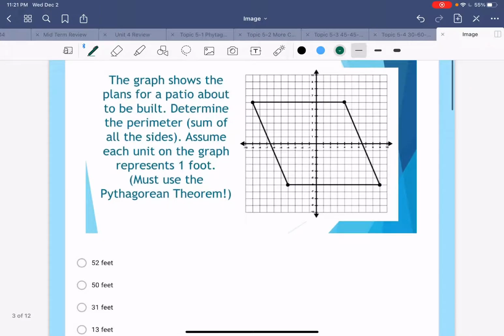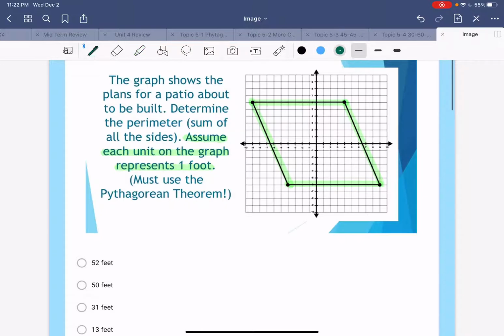All right, this one's a little bit more difficult. You have to use your brain on this one. It says the graph shows the plans for a patio about to be built. Determine the perimeter. Remember, the perimeter is every distance around. And we're going to assume that each unit of the graph represents 1 foot.